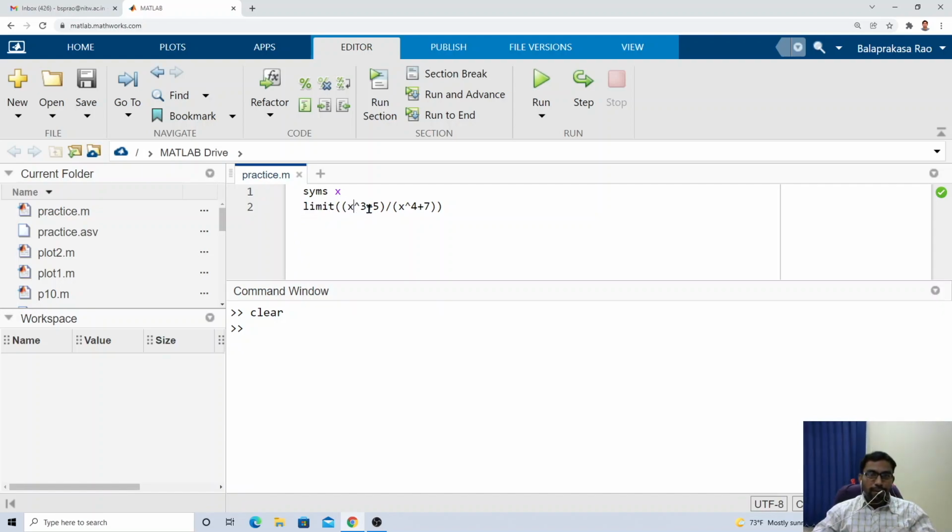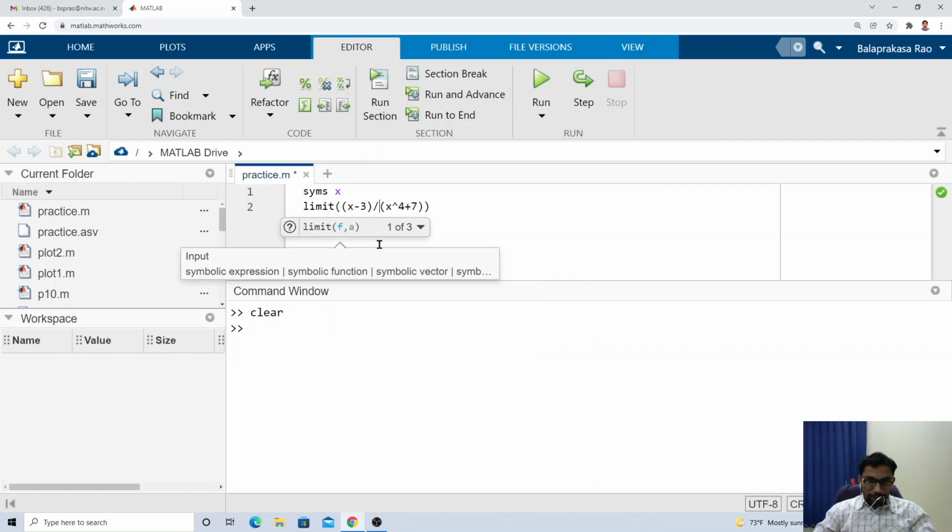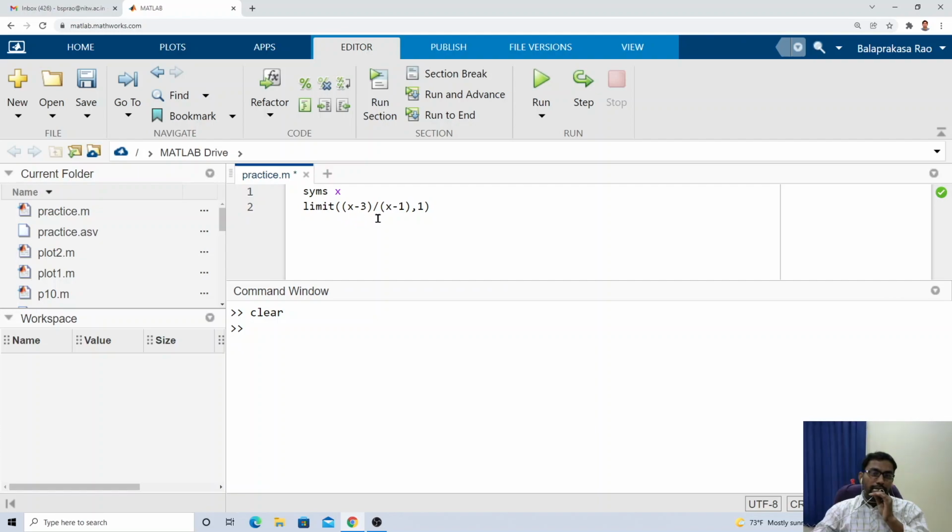Let me give one more: x minus 3 divided by x minus 1. What is the value of the limit as x tends to 1? This can be supplied by simply giving the second argument as 1. So the limit as x tends to 1 of x minus 3 by x minus 1. The answer is not a number. As x tends to 1, the numerator becomes 1 minus 3 and the denominator becomes 1 minus 1, 0. That's why it is like infinity. The result is infinite, that's why it is giving not a number.